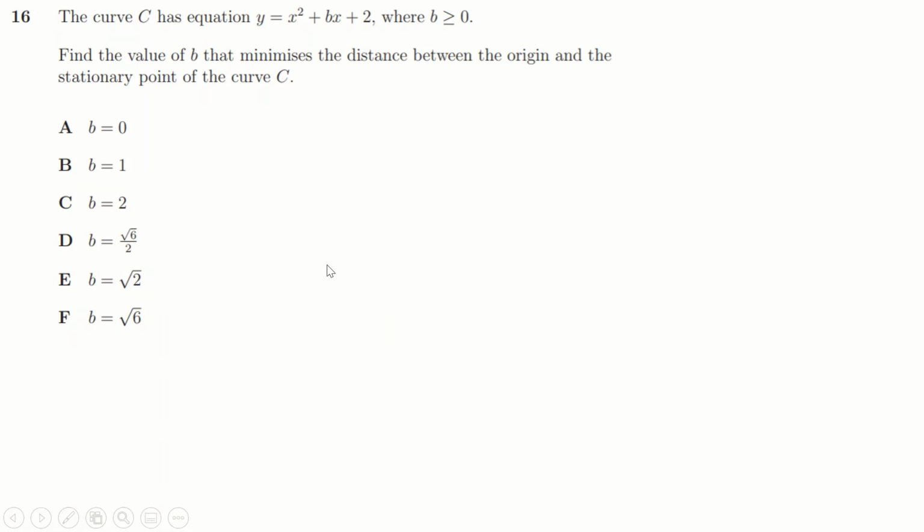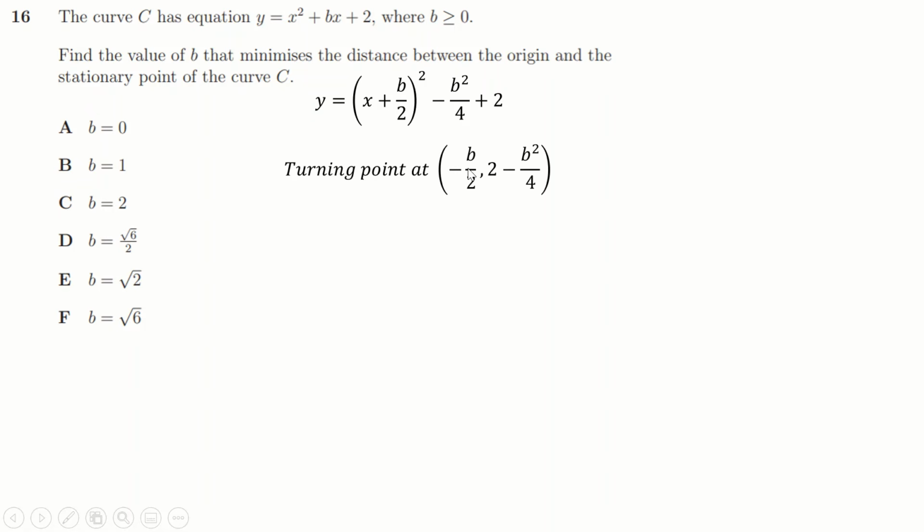Okay, cool. 5 to go, I think. Find the value of b that minimizes the distance. So we've got some quadratic, and we want to minimize the distance between the origin and the stationary point. So the stationary point of this quadratic, I can just complete the square to find, right? So halve this number, take away the square of what I just found when I halved. And the stationary point of this is at minus b over 2, and then I've swapped the order here just because.